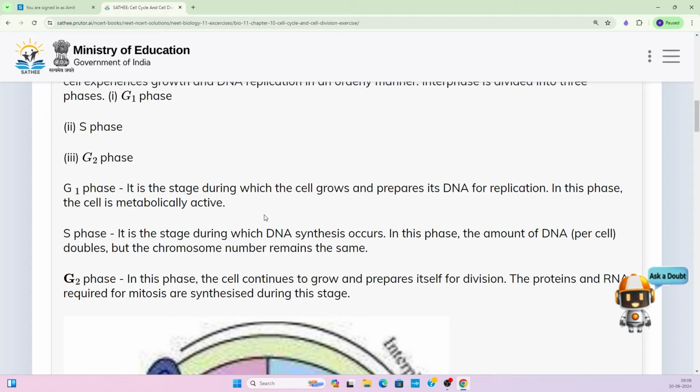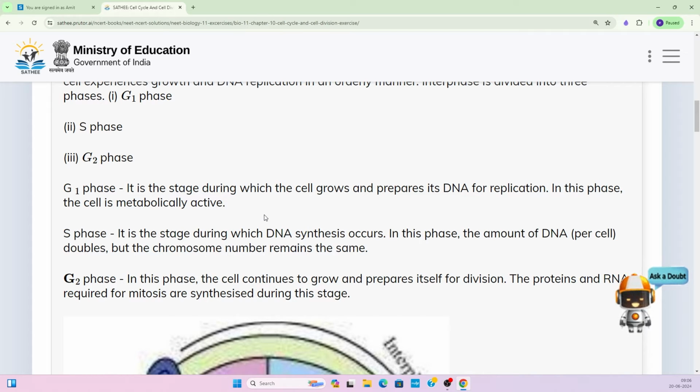So what happens in the S phase? It is the stage during which the DNA synthesis occurs. So DNA gets synthesized here, DNA gets duplicated here, replication of DNA occurs in this S phase. In this phase, the amount of DNA that is present per cell gets doubled. The amount of DNA gets doubled, but the chromosome number remains the same. The chromosome number has not been increased. It remains the same, right? But the content of the DNA gets doubled.